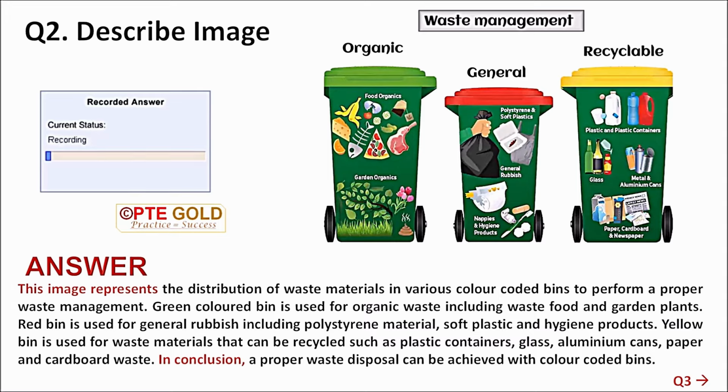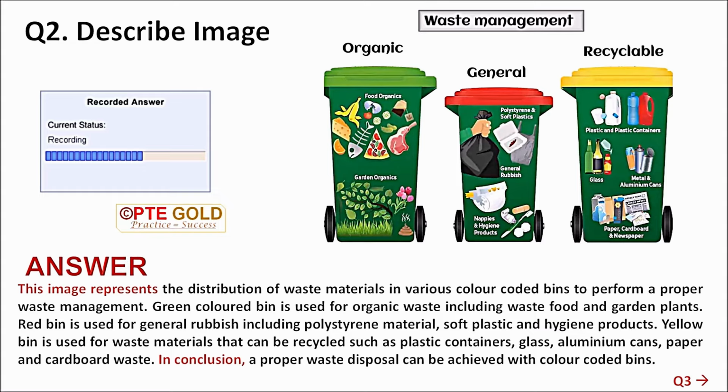This image represents the distribution of waste materials in various color-coded bins to perform a proper waste management. Green-colored bin is used for organic waste, including waste food and garden plants. Red bin is used for general rubbish, including polystyrene material, soft plastic, and hygiene products.